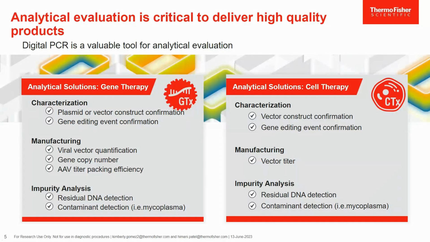In cell therapy, characterization tests also include confirming vector constructs and gene editing events. Vector titers are also tested as part of the manufacturing process. Testing for impurities such as residual DNA or contaminants is also critical to product quality in both gene and cell therapy. Digital PCR is a valuable tool to perform these various analytical tests.